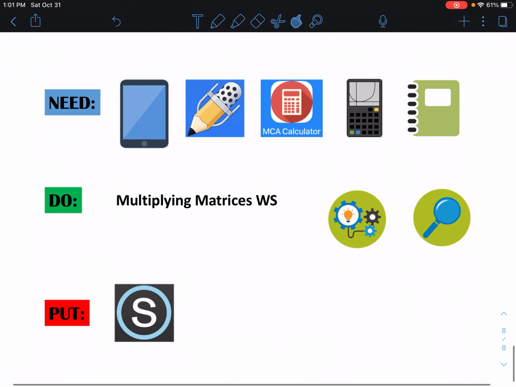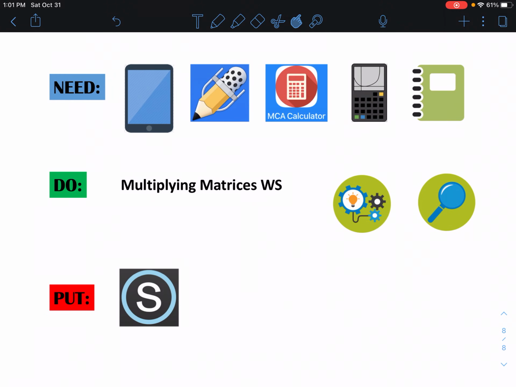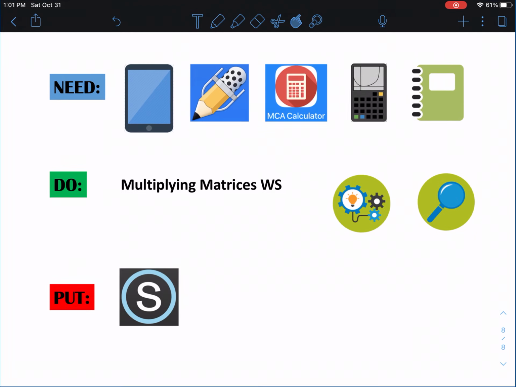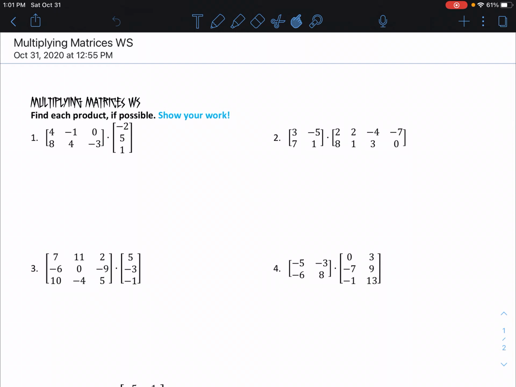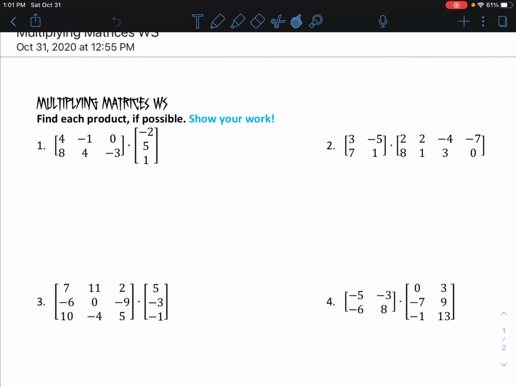Your assignment is multiplying matrices worksheet. Let's take a look at that. I'm going to open that up and we'll do the first one together. So why don't you pause here, get that assignment up, and then we'll go to do the first problem. Let's see. Okay, so multiplying matrices. Find each product if possible, and make sure you show your work.